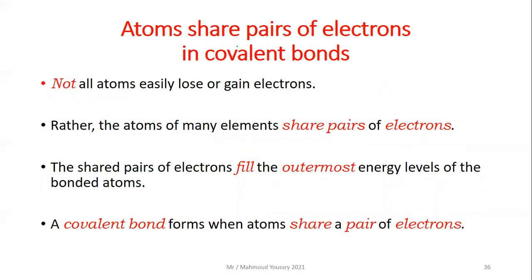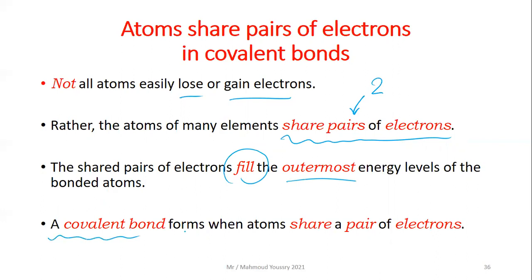Okay, atoms share pairs of electrons in covalent bonds. Not all atoms easily lose or gain electrons. The atoms of many elements share pairs of electrons, but pay attention that pair means 2. The shared pairs of electrons fill the outermost energy level of the bonded atoms, so they become stable. This is what all the atoms seek: stability.